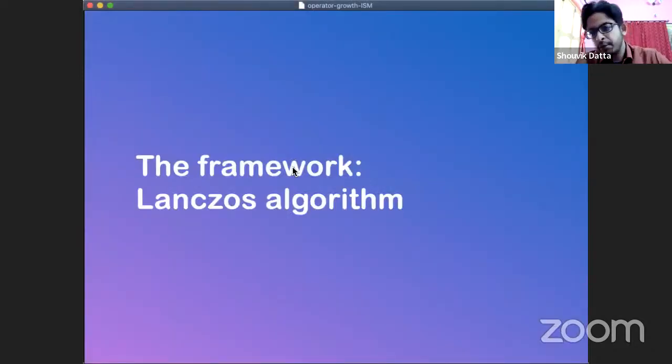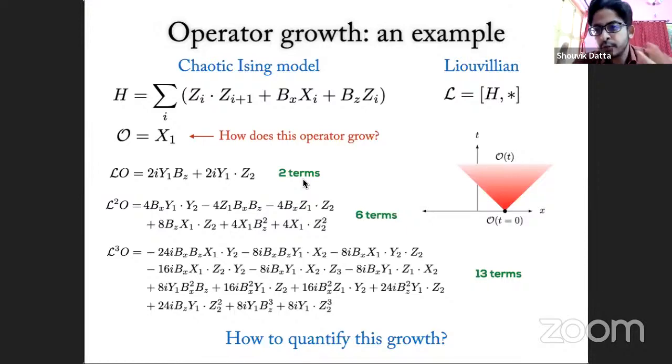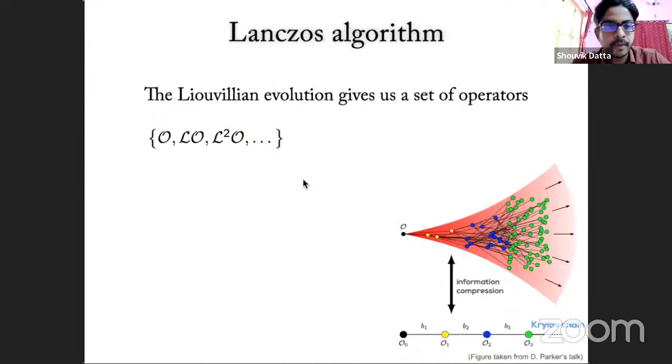One way to do this is something called the Lanczos algorithm. So let me introduce this in the first few slides and then mention what physical implications it has. Okay, so it's always good to keep this Ising model example at the back of our minds. And now I'll be a little bit more general and abstract.